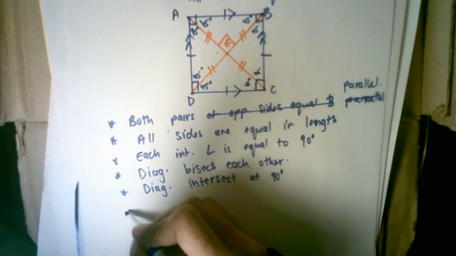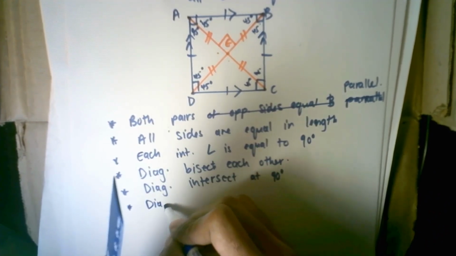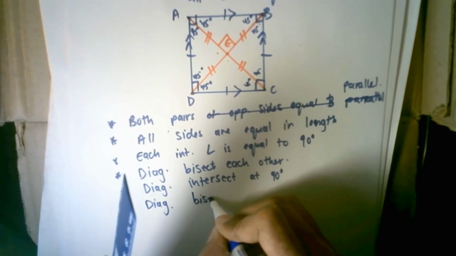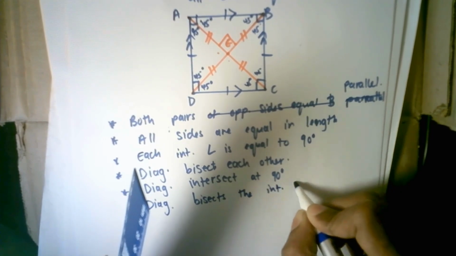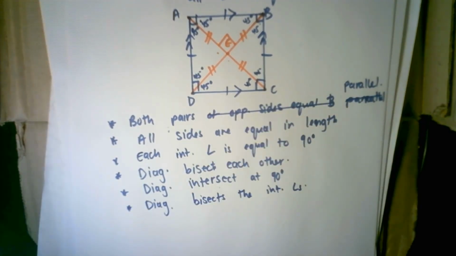So we can say that the diagonals bisect the interior angles. Right? It bisects, it cuts it in half. So those are the properties of a square.